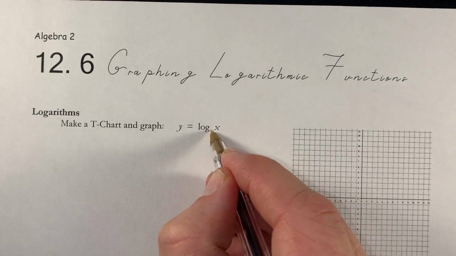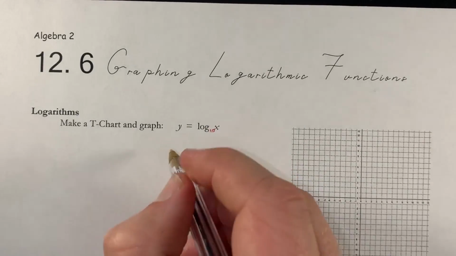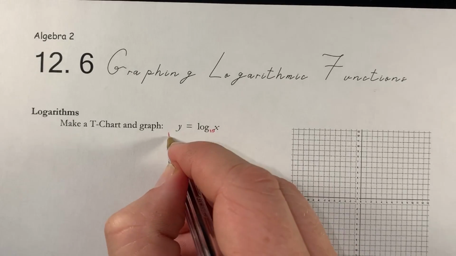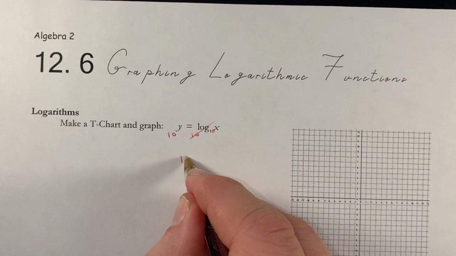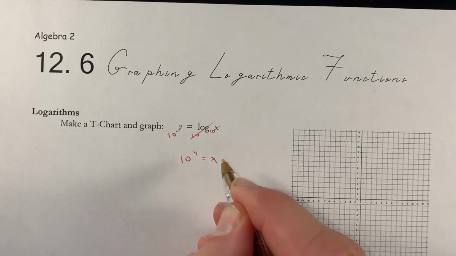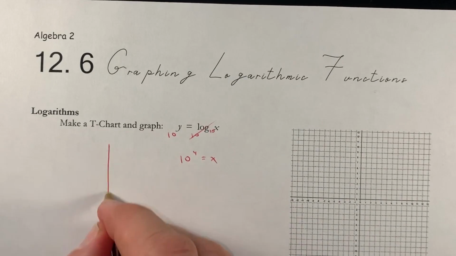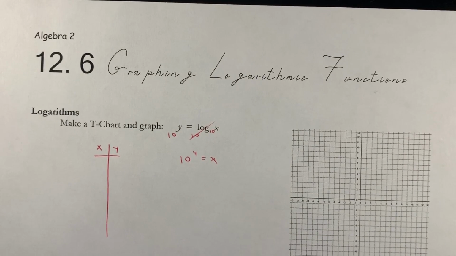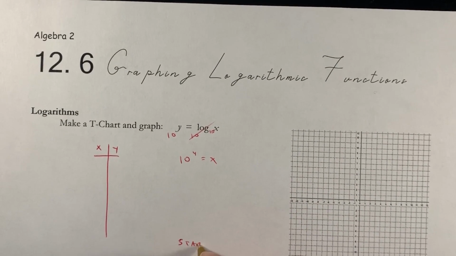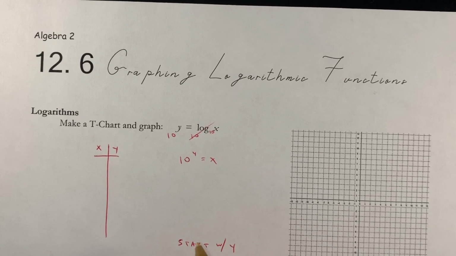So this is log base 10 since there's no base written, so it's common log. And I'm going to put both sides in base 10 to cancel out that logarithm. So I get 10 to the y equals x. Now the easiest way to make this chart is to start with the y. Okay, so we're going to start by plugging in y values.